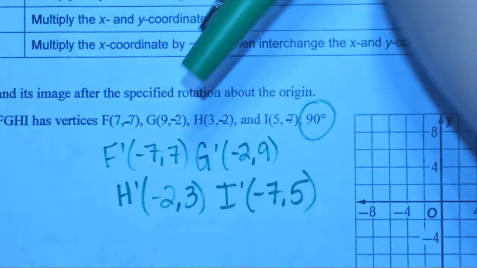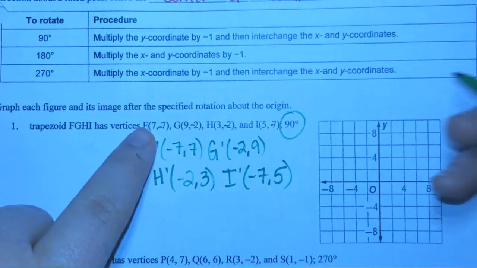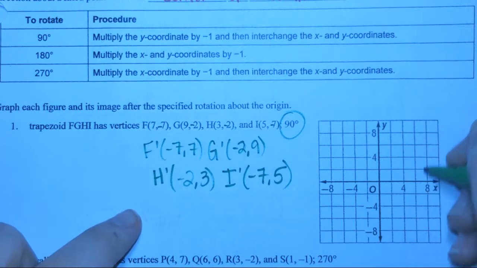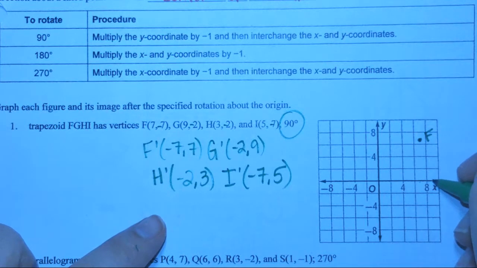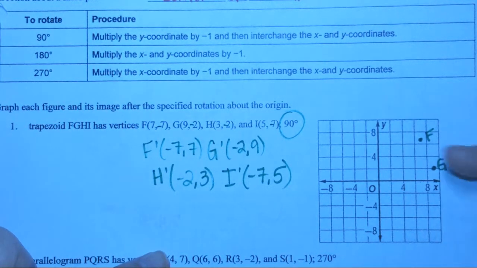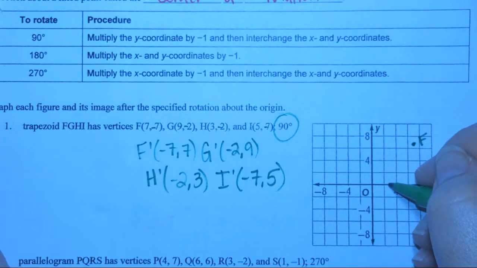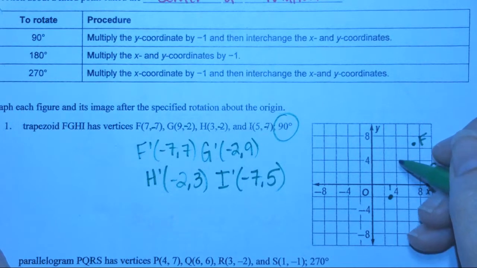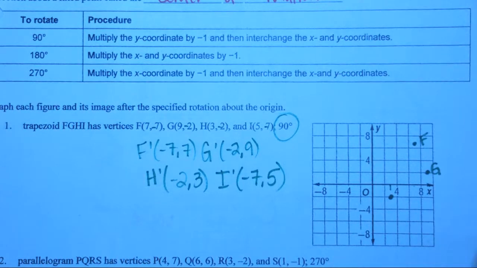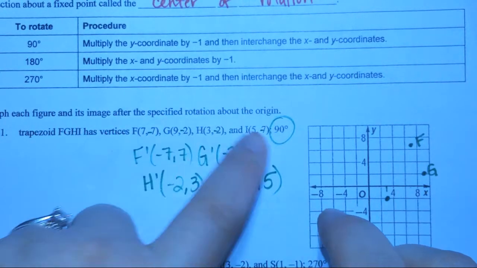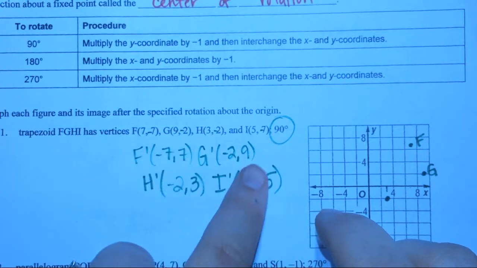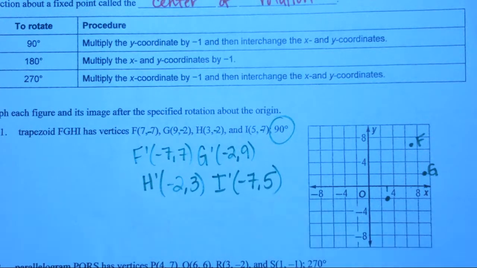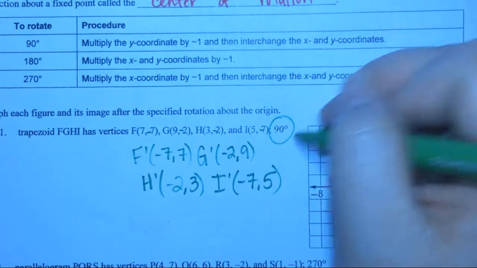Now if I quickly graph these, my first trapezoid was at 7, 7. There's F. G was at 9, 2. H was at 3, -2. I swapped them, so I changed all the coordinates. Negative, negative, negative, negative on all the y's, and then I swapped them all. So it became -7, 7, -2, 9, -2, 3, -7, 5. You change the sign on the y, and you swap them. You always change the y if it says 90 degrees, yes.